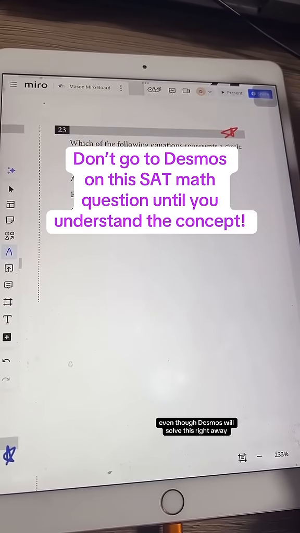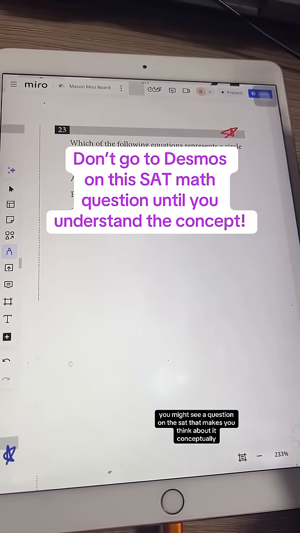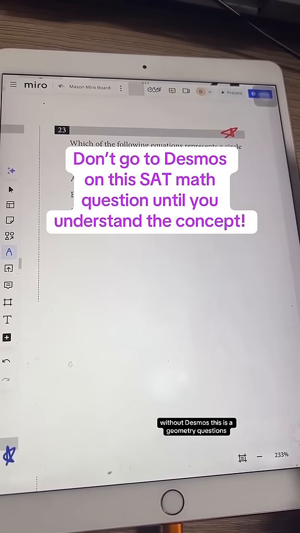Even though Desmos will solve this right away, you might see a question on the SAT that makes you think about it conceptually without Desmos. This is a geometry question, it's a circle question, and it's tough.